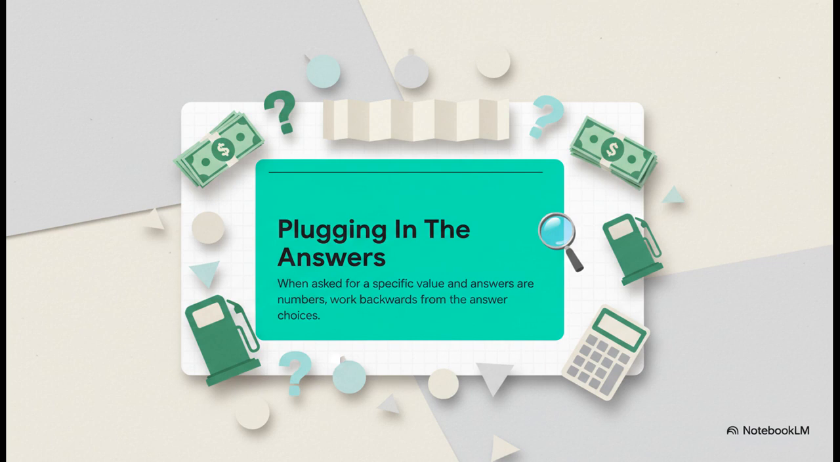The rule couldn't be simpler. First, look at the question. Is it asking for a single number, like how many dollars, or what is the value of x? Second, look at the answer choices. Are they just a list of numbers? If the answer to both is yes, congratulations, you've found a PITA question.